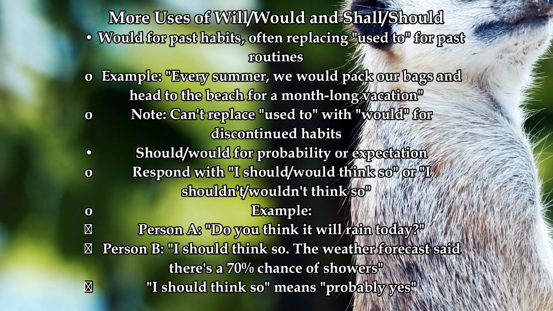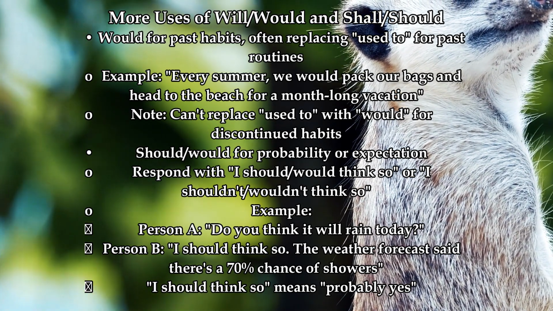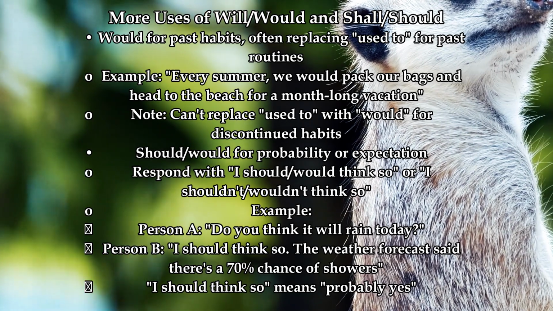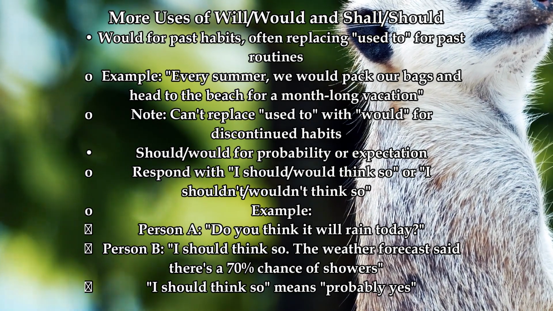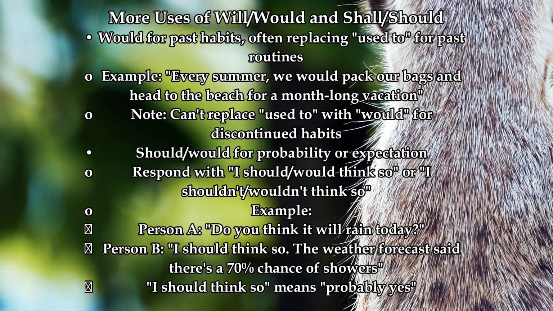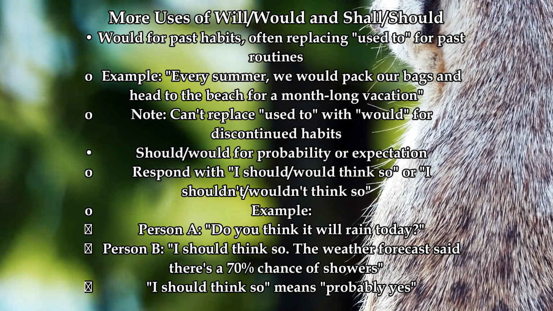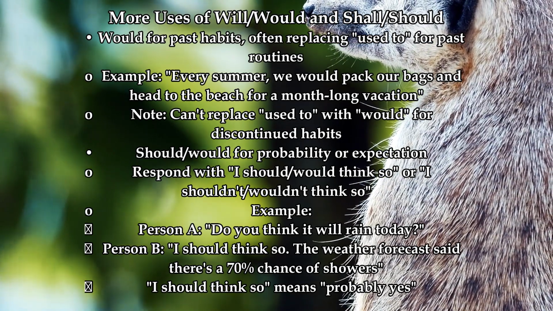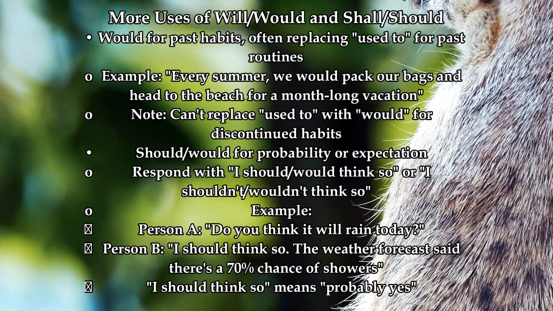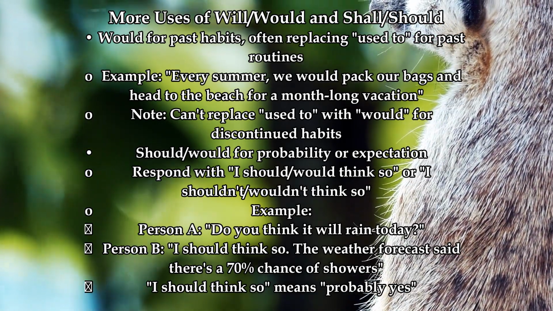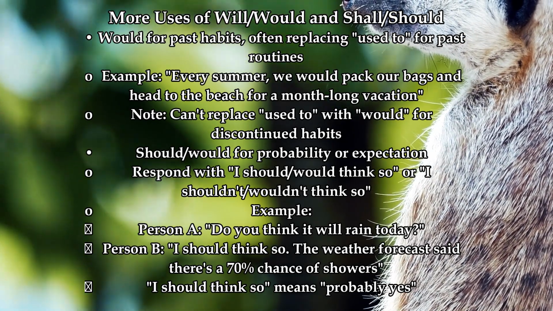Should and would can also be used to express probability or expectation. When someone asks you a question about the likelihood of something happening, you can respond with, "I should/would think so," or "I shouldn't/wouldn't think so." For example, Person A: Do you think it will rain today? Person B: I should think so. The weather forecast said there's a 70% chance of showers. In this case, "I should think so" means probably yes.